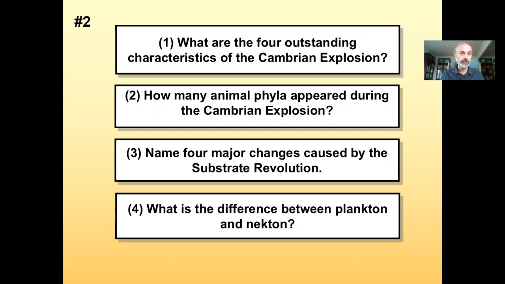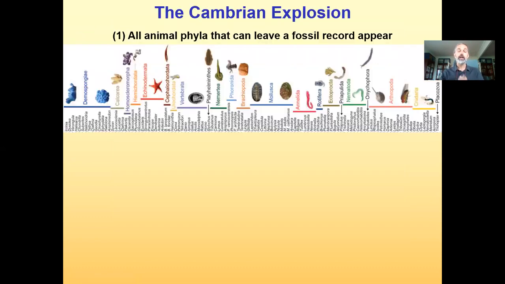Let's jump straight in at the beginning here. Characteristic number 1 of the Cambrian explosion. What you see here is a picture of all the different animal phyla that can leave a fossil record. You can see here, for example, Demospongia, these are sponges. You see here Calcarea, also a type of sponge. Echinoderms, which include sea urchins and sea stars, and different types of worms.